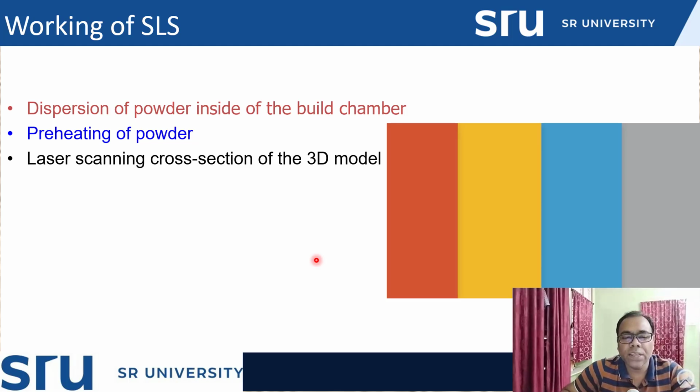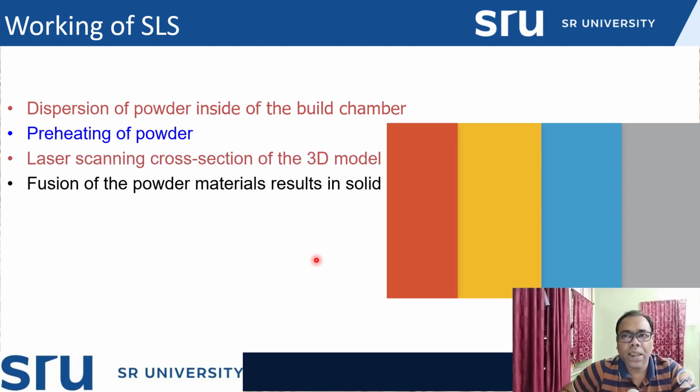Similarly, scanning of the entire cross-section area is required. For that, a laser scanner will be there. The laser scanner will move the scanning system so that only the areas in which our CAD model is designed will be scanned.